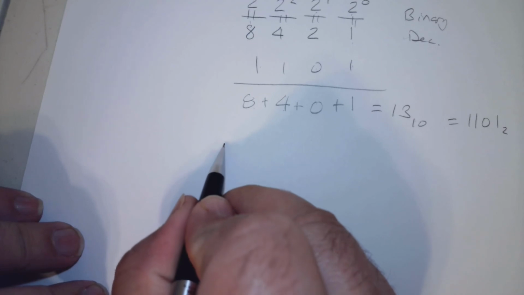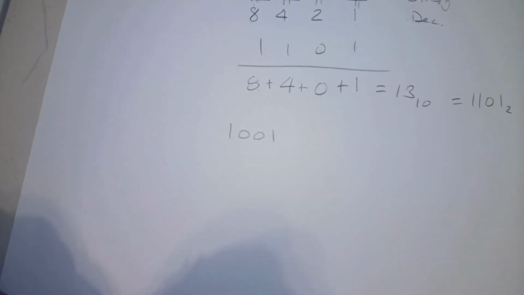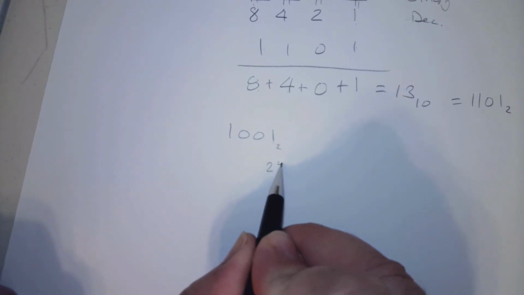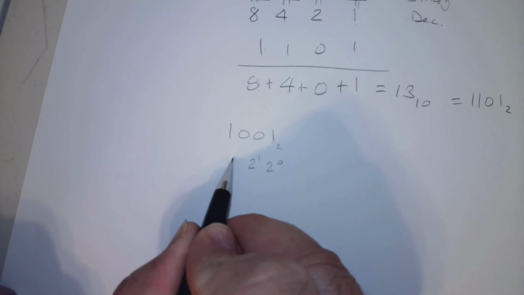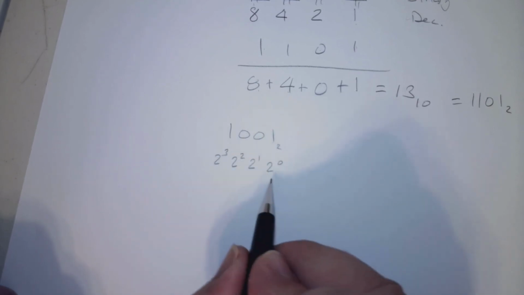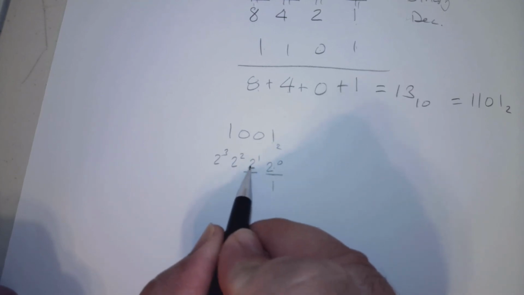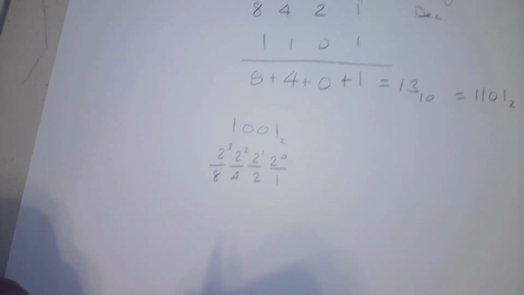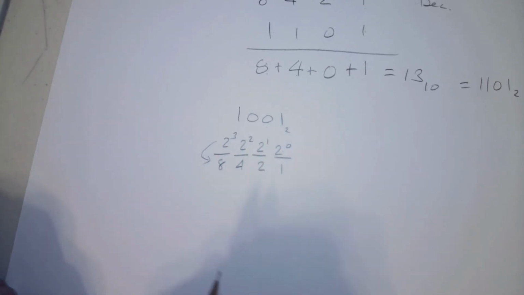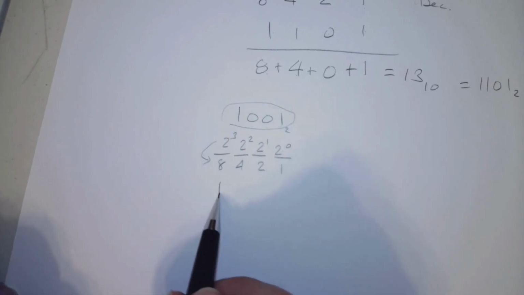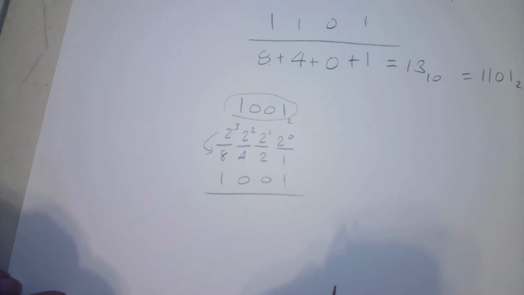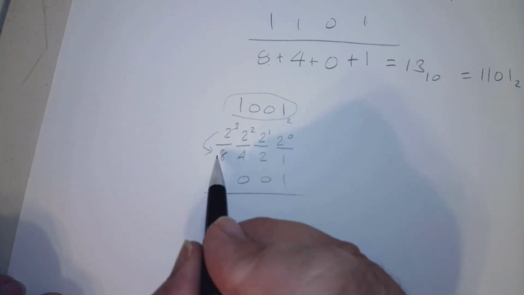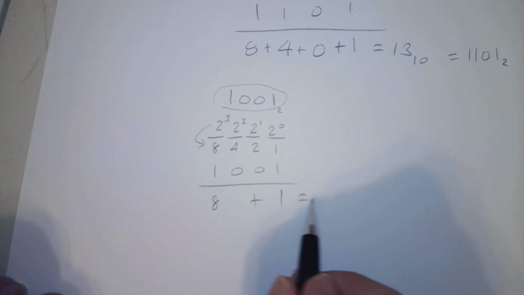Let's try another one. This is base 2. So again, this is the first one. That's 2 to the 0. This is 2 to the first. 2 to the second. 2 to the third. 2 to the 0 is 1. 2 to the first is 2. 2 to the second is 4. And 2 to the third is 8. So we converted to our decimal numbers. Let's put this code beneath there: 1001. Basically, ones mean the door is open, zero means the door is closed. What numbers fall through? The 8 falls through, the 1 falls through. Add those together, we get 9.